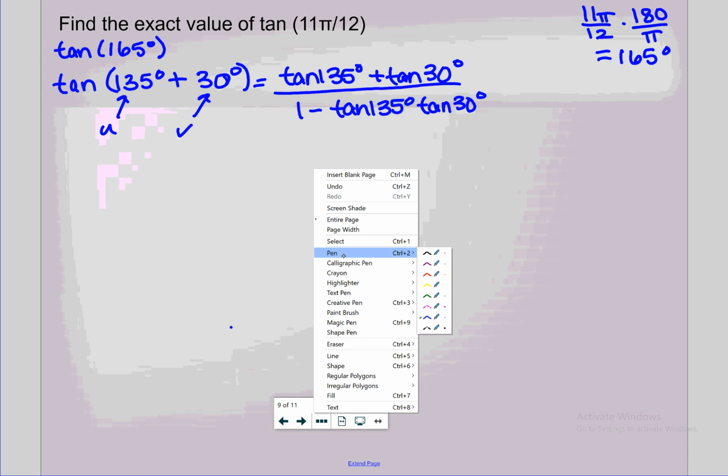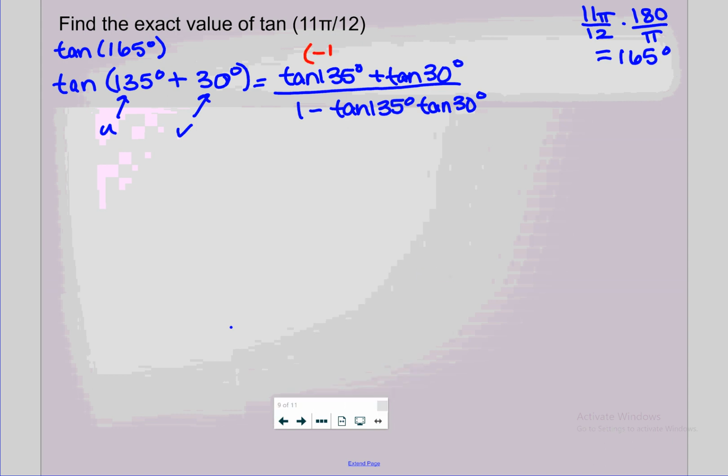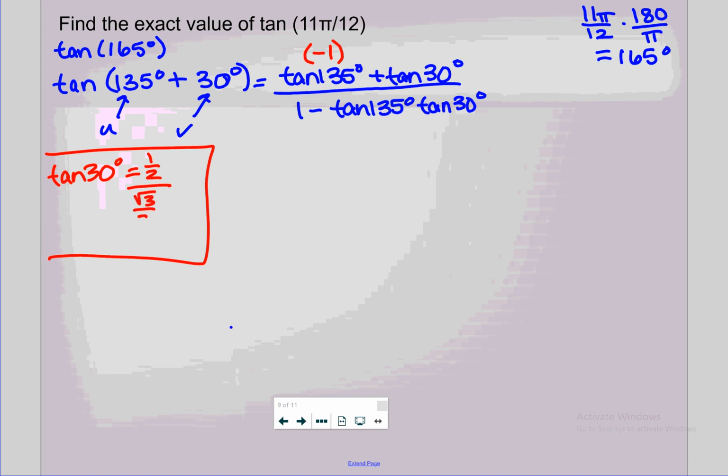Okay, tangent 135 we already figured out in the last problem. It was -1. Tangent 30, do that off to the side here. So again, y divided by x. What's my y coordinate at 30 degrees? And my x? Okay, so in this one, I'm left with 1 over rad 3. And then that rationalizes to rad 3 over 3.